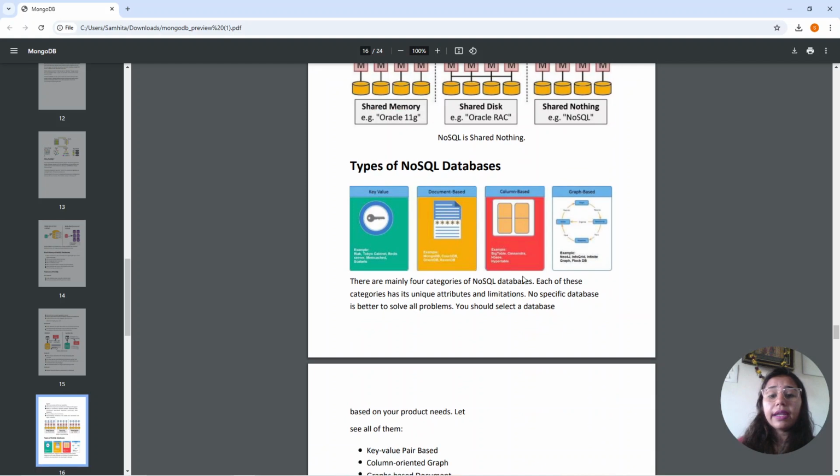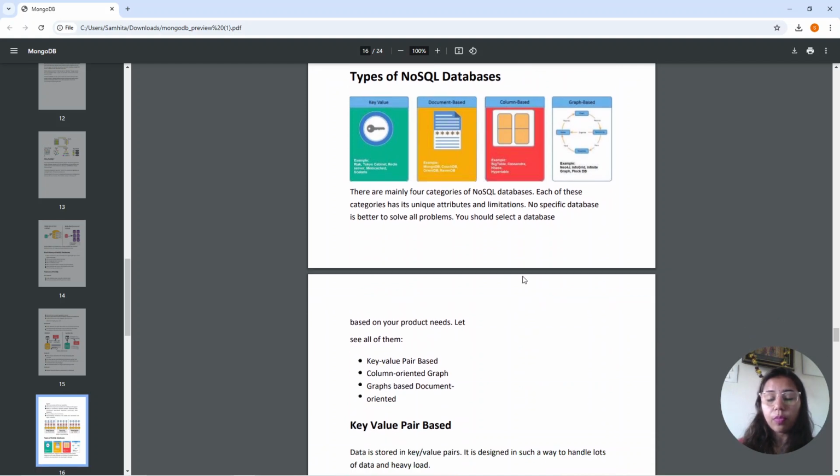Okay, next is a very important topic, that is the types of NoSQL database. So what is a NoSQL database? We have 4 types in NoSQL. One is key value, one is document based, column based, and graph based. We have 4 basic, important main categories of NoSQL.